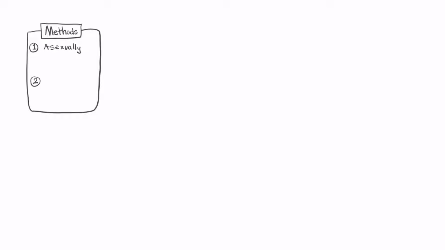In this lesson, we're going to learn about how corals reproduce. Corals can reproduce in two different ways. Firstly, via asexual reproduction, and secondly, by sexual reproduction. Let's take a look at how each of those work.